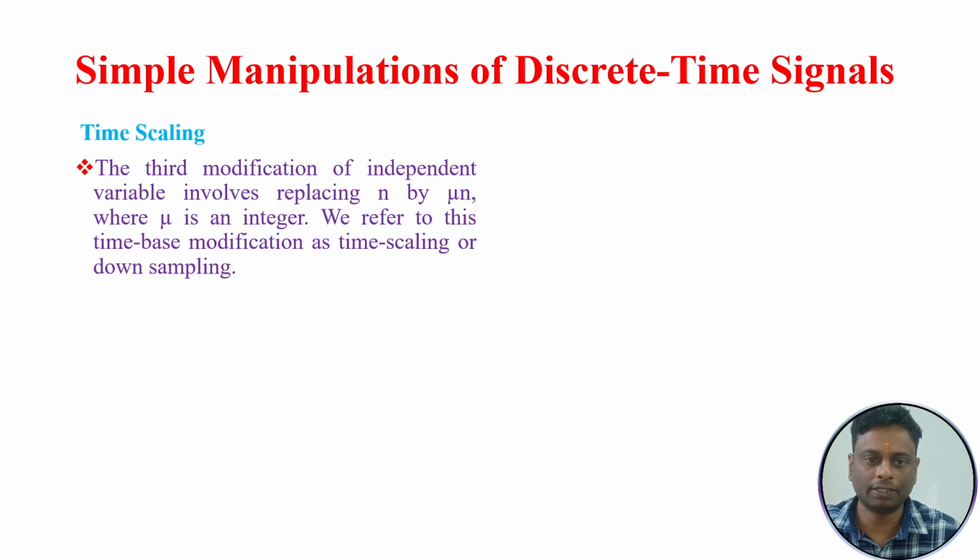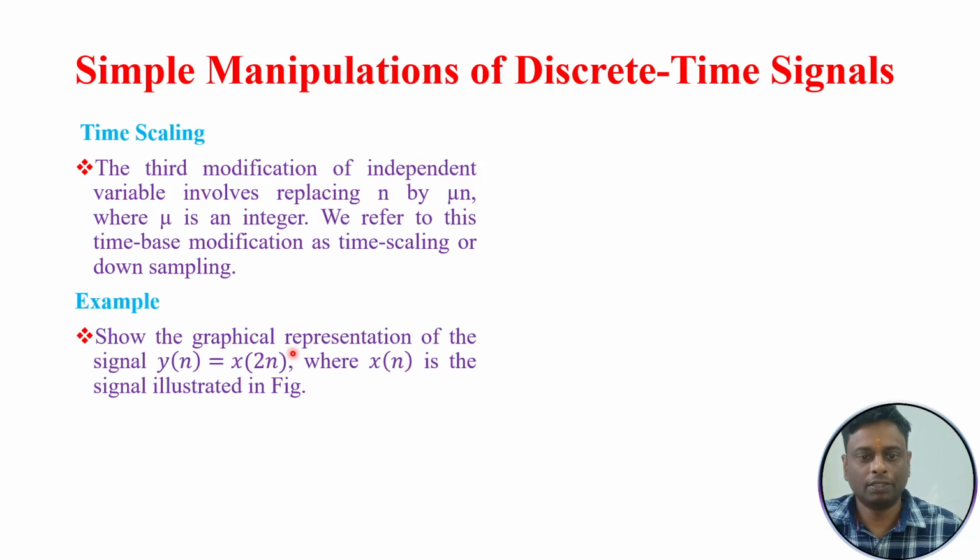Okay, so the time scaling property. In this case, the third modification of the signal is the time scaling property. Here, what we are doing is replacing n with mu times n, where mu is an integer. This is also called downsampling. For example, for the graphical equivalent, x of 2n, we have to perform scaling of the signal by 2 units.